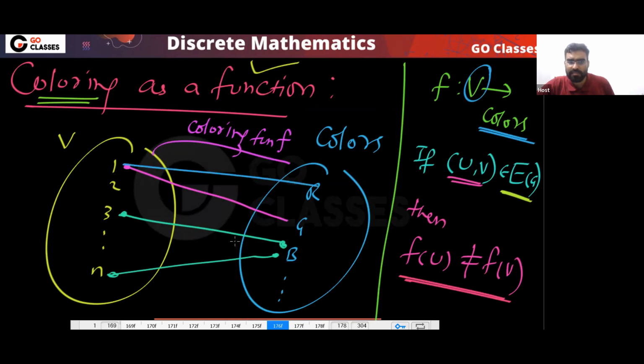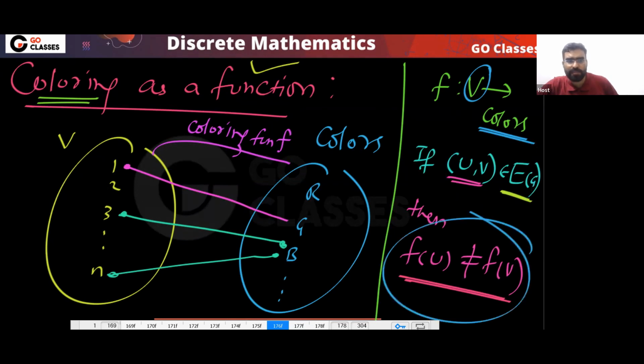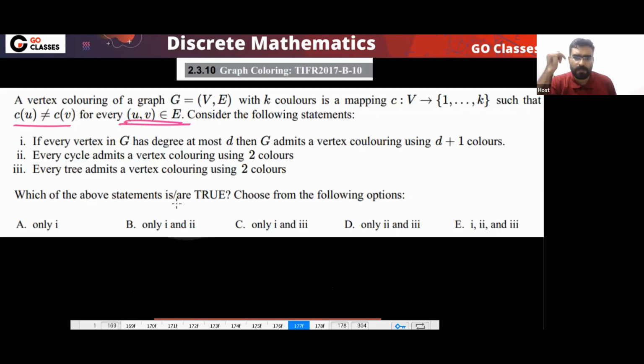We cannot give colors like this, because every vertex should get exactly one color. And if you have an edge between two vertices, then they should not get the same color. They should get different colors. So what is the answer for this question? Which statement is true? Three statements are given to you. Every tree admits a vertex coloring using two colors.